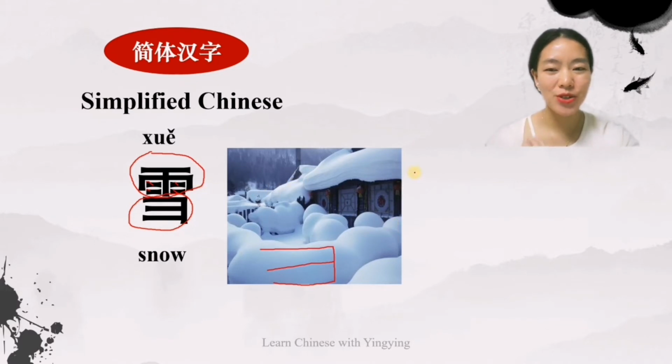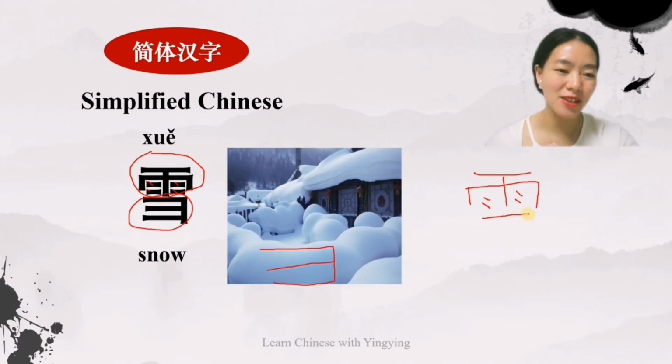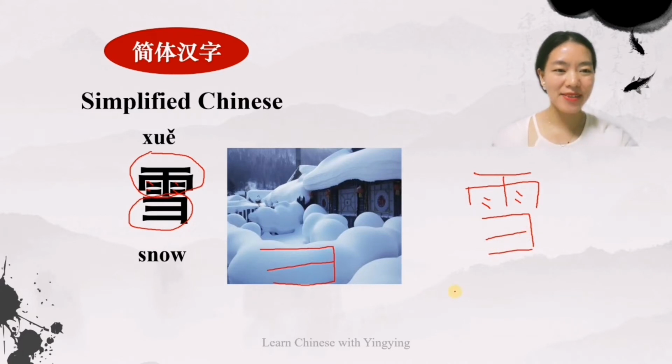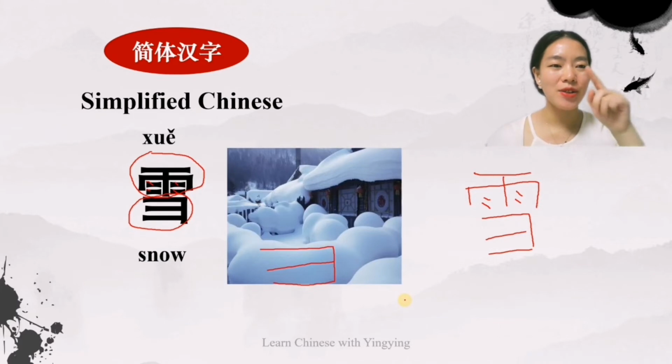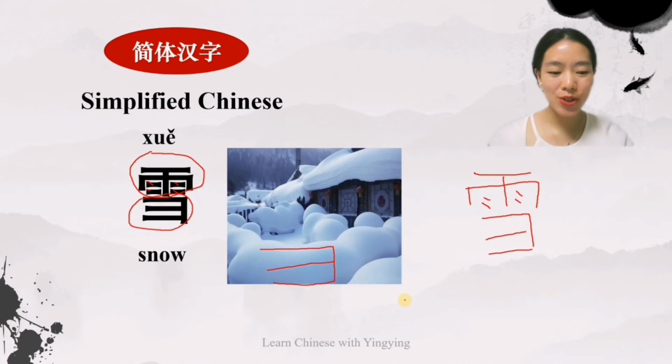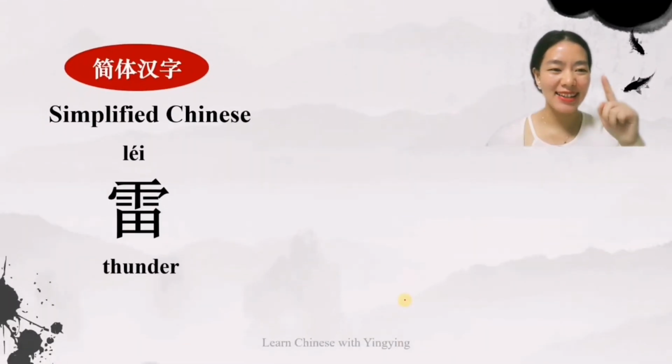So this is the word 雪. Now let's write it together. The first line, same way, write the rain. But it's a little bit shorter, so they can fit in the word. So here we have it, the word 雪. 雪, it means snow. And the third word we are going to learn is 雷.